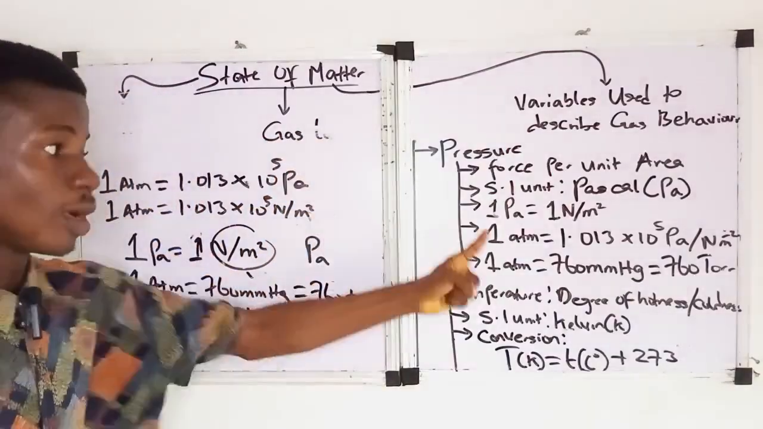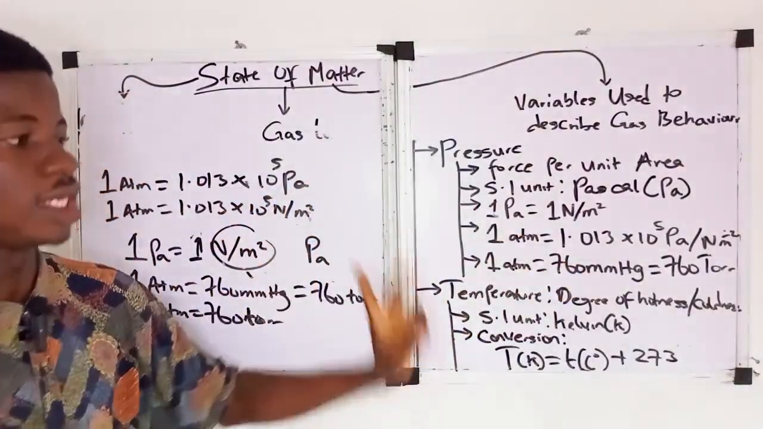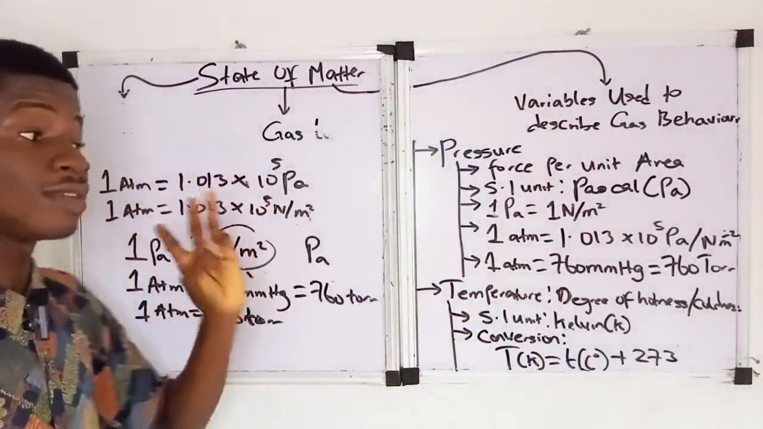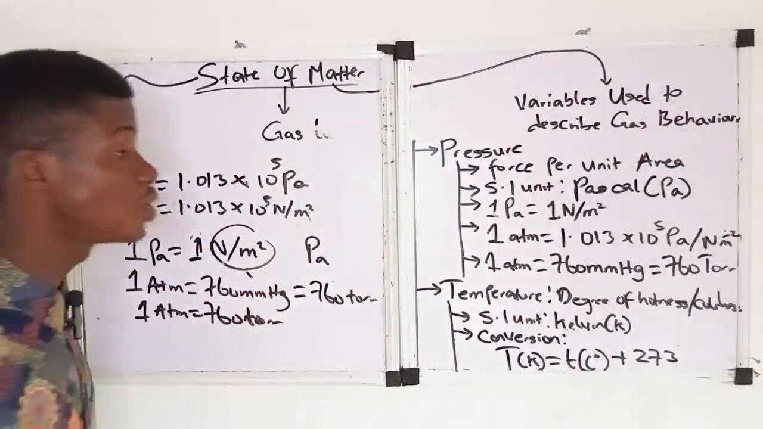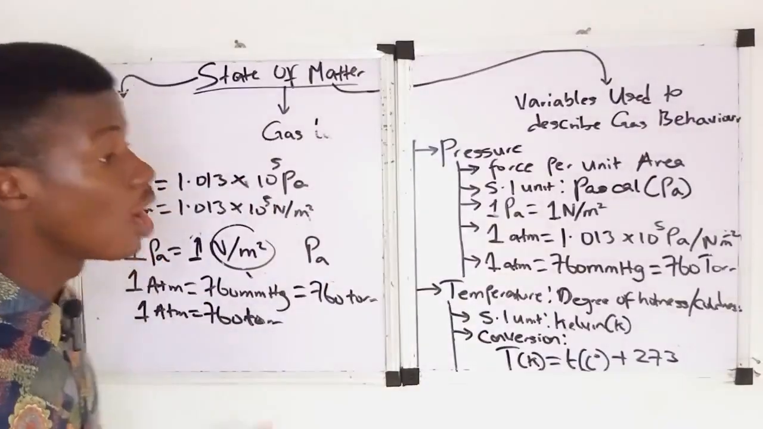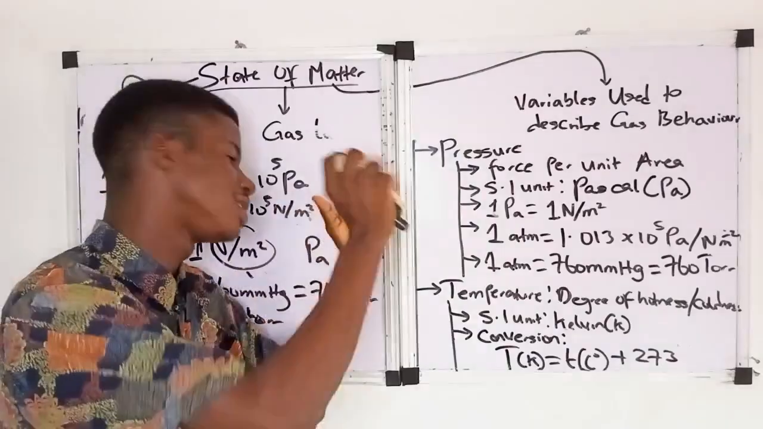1 Pascal equals 1 Newton per meter square. 1 atmosphere is equal to 760 millimeter mercury, still equal to 760 torr. Then 1 atmosphere is still equal to 1.013 times 10 to the power 5 Pascal, or 1.013 times 10 to the power 5 Newton per meter square. So this is very important.